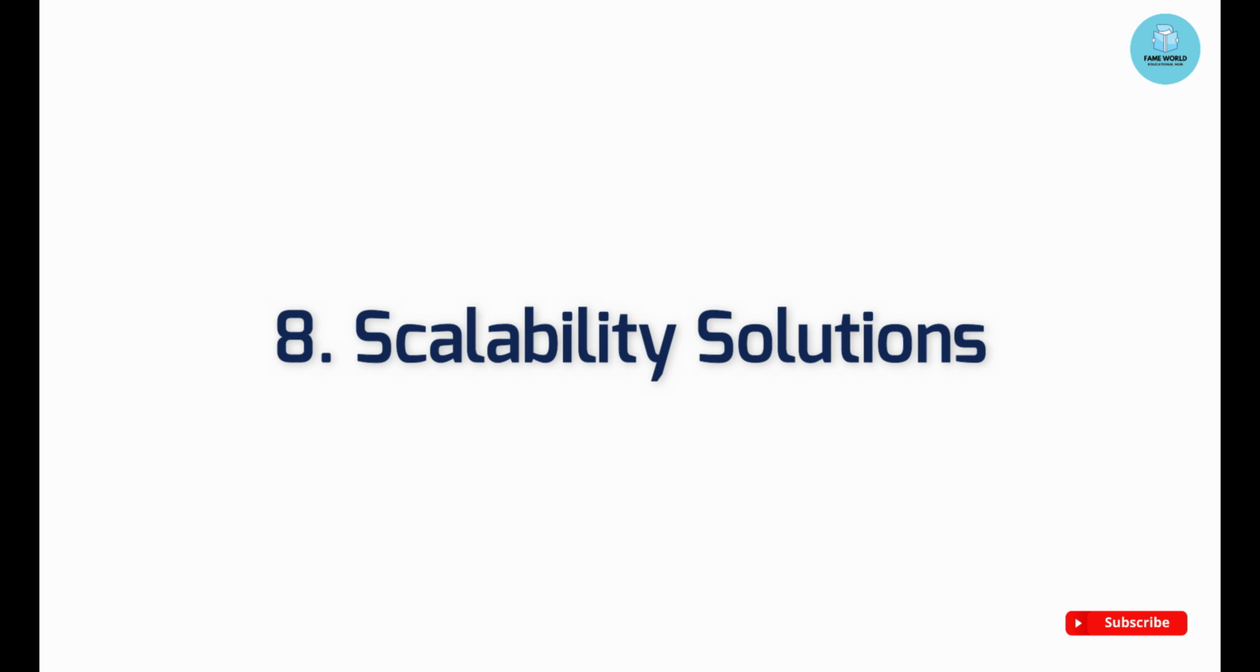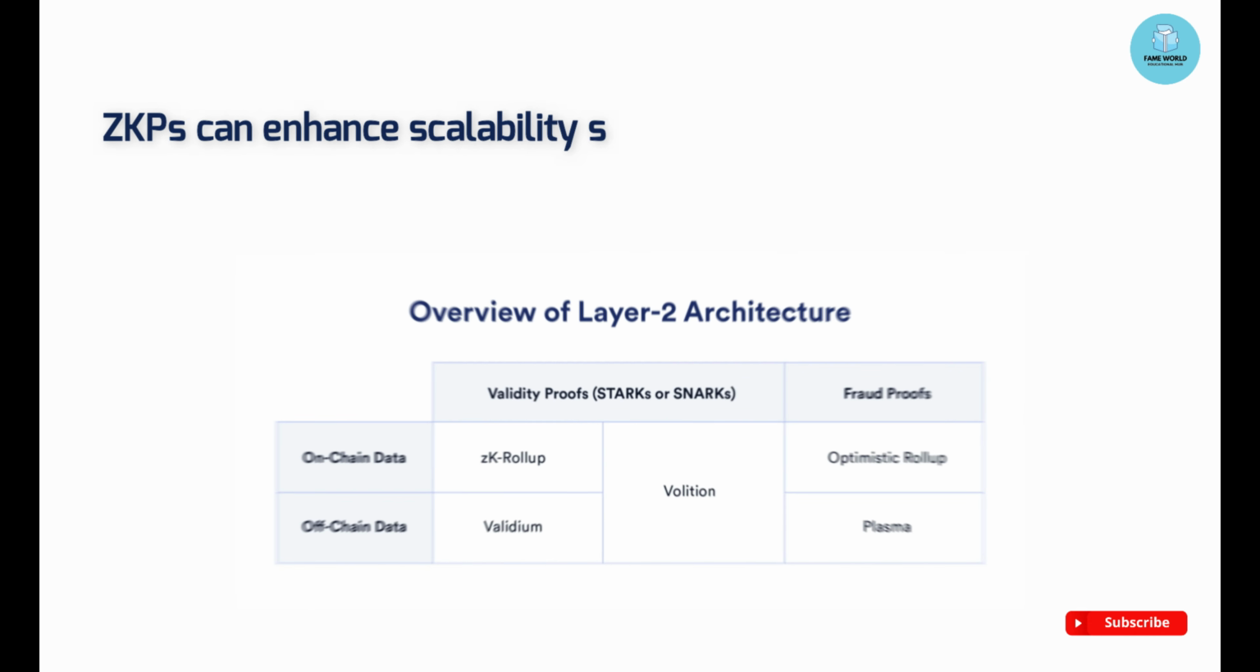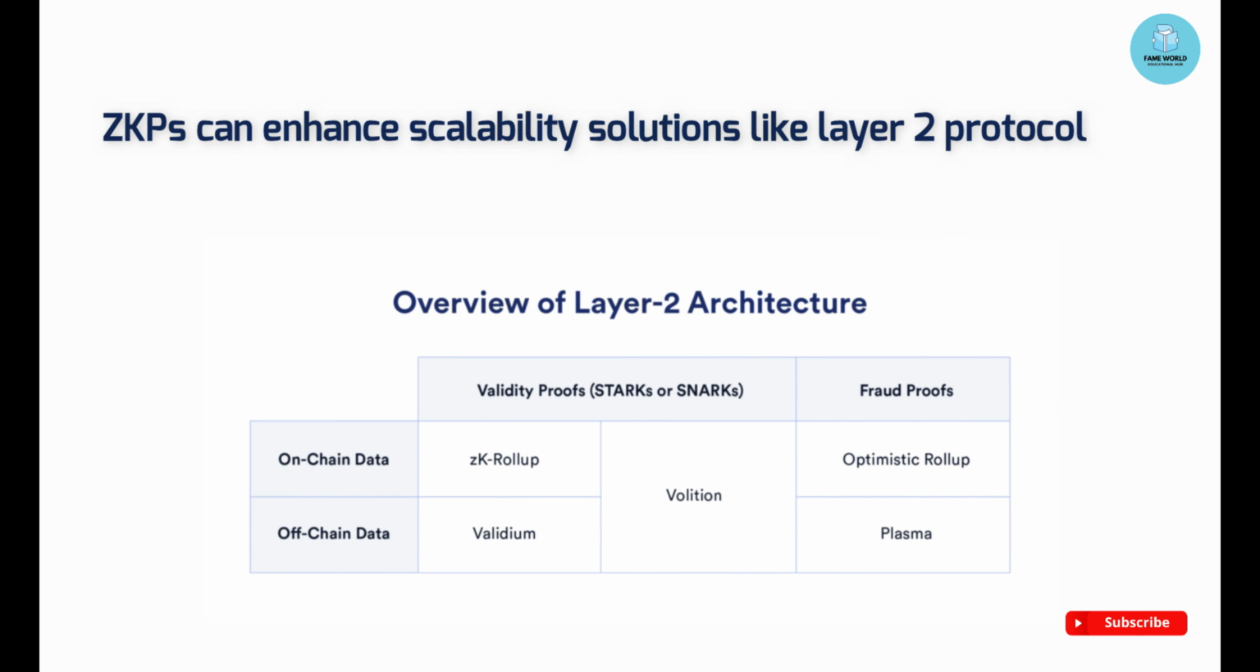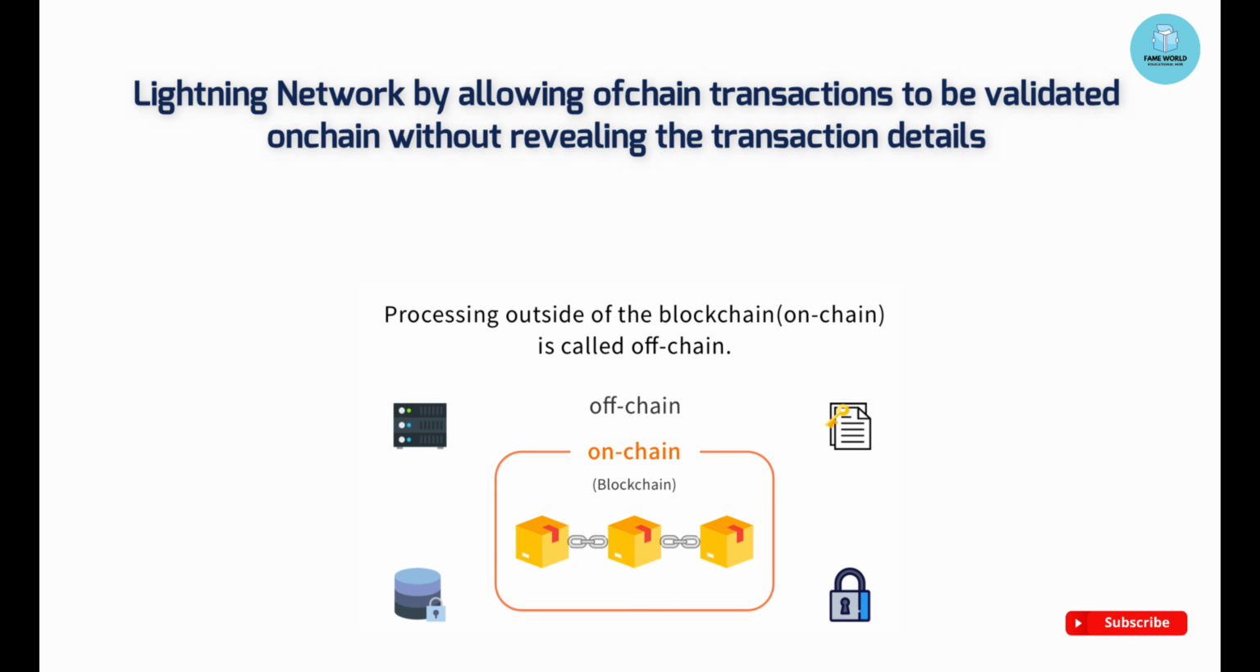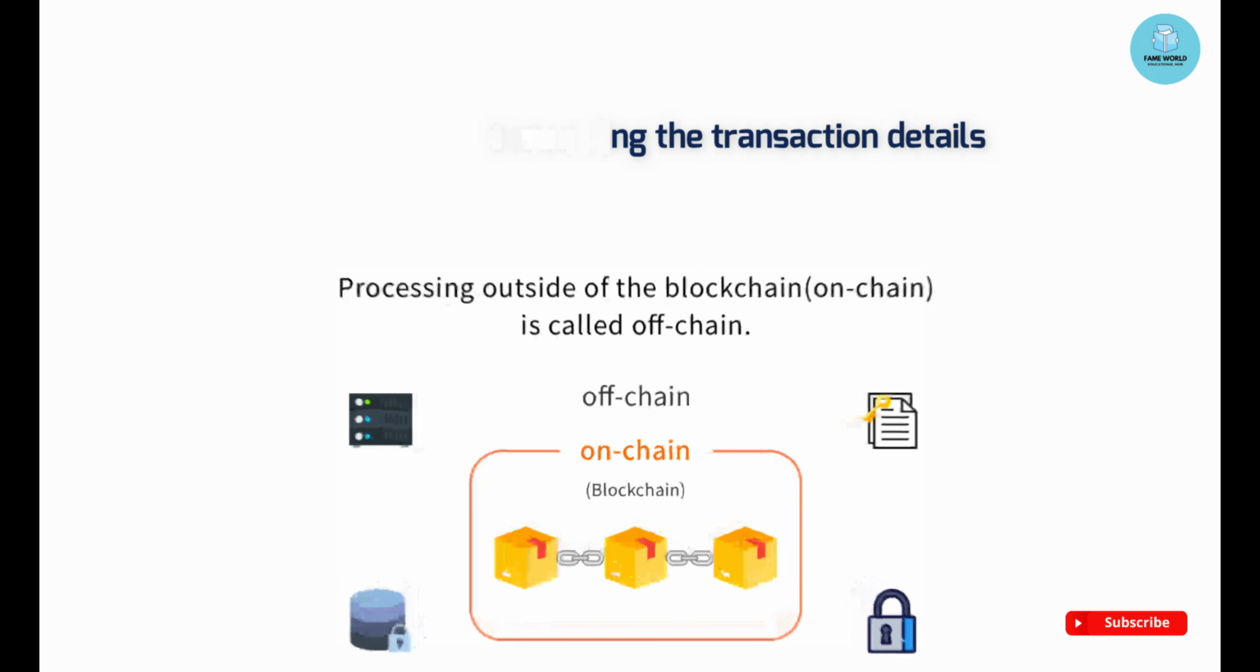Number 7. Scalability solutions. ZKPs can enhance scalability solutions like Layer 2 protocols, for example, Lightning Network, by allowing off-chain transactions to be validated on-chain without revealing the transaction details.